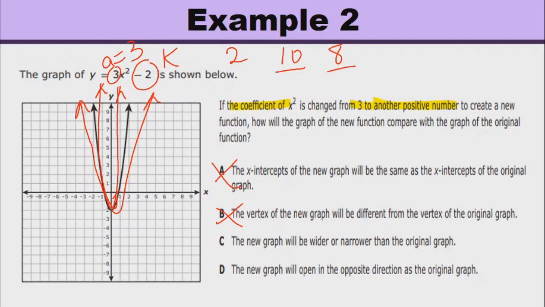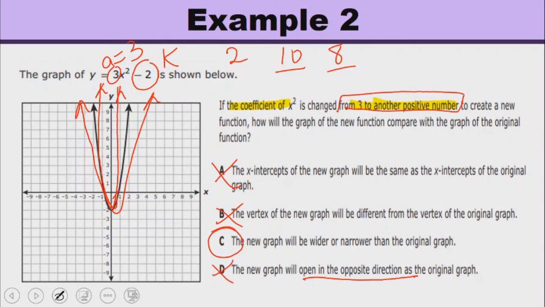The new graph will be wider or narrower. So that is looking like our answer. But let's look at option number D. The new graph will open in the opposite direction. So they are trying to say there's going to be a reflection. But since we did not change the graph to a negative number, there is no way we can have that. So again, for this question, the correct answer is C.